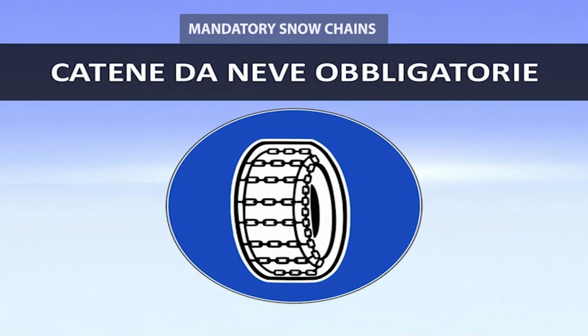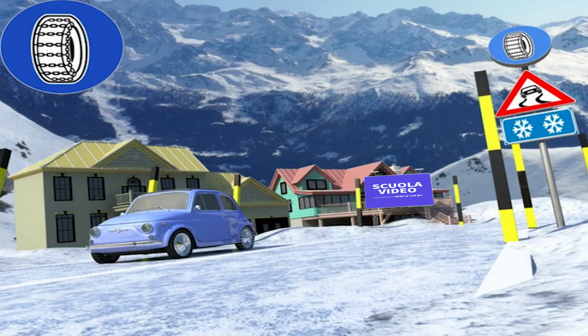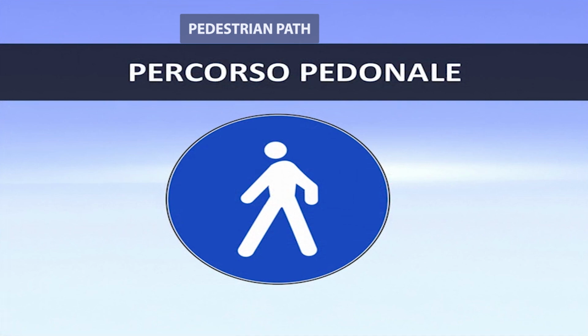Snow chains mandatory. This sign indicates that driving is only permitted with snow chains or tires. It is found on roads that in particular conditions are covered with snow or ice and that require you to proceed with particular caution.